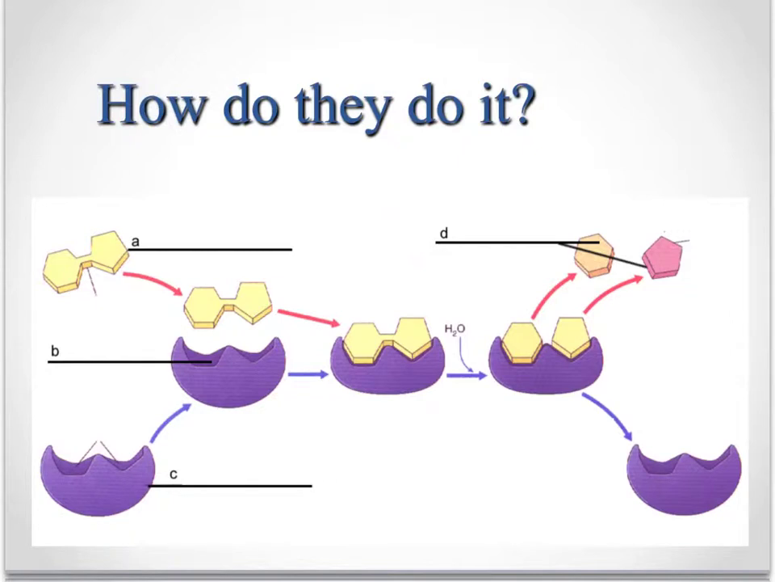Right, how do they do it? We can see from this little picture here that the enzyme, which is the purple structure, has got a very particular shape. Let's write enzyme in here.